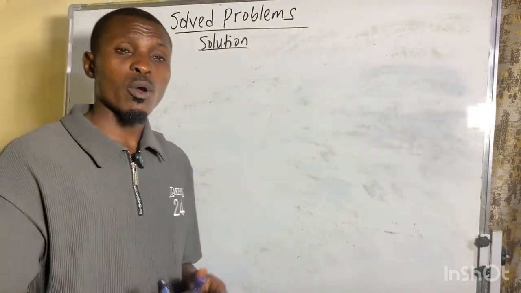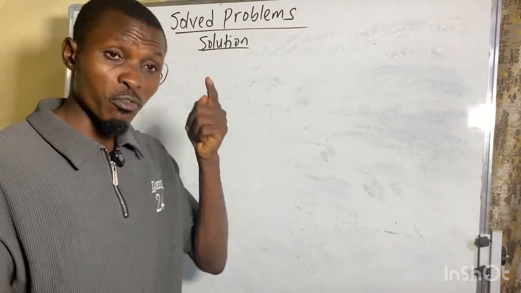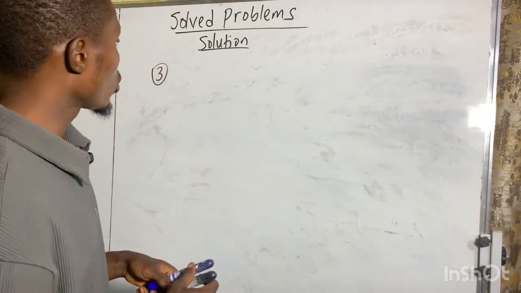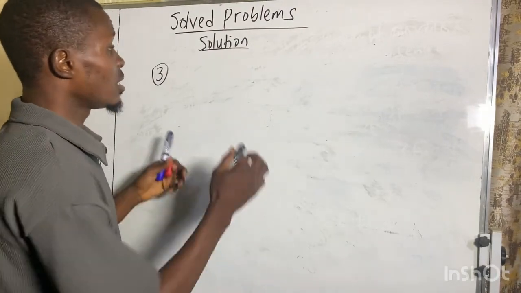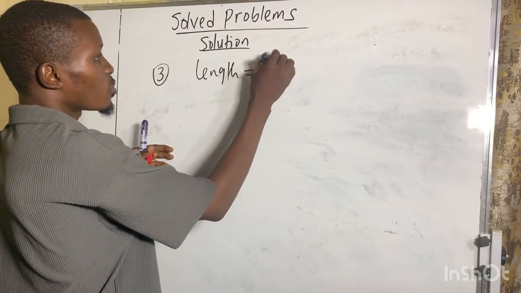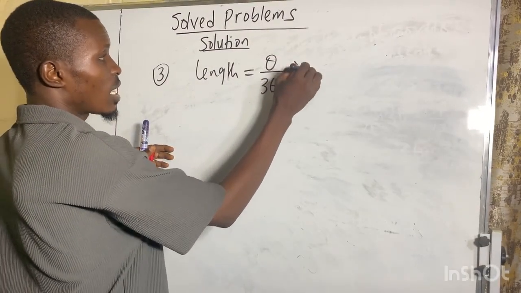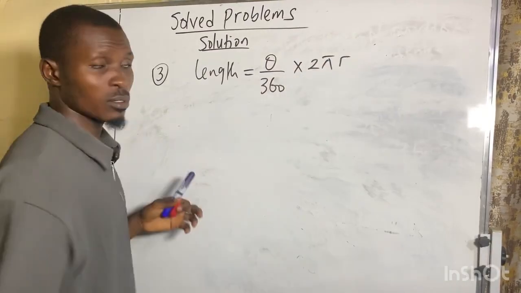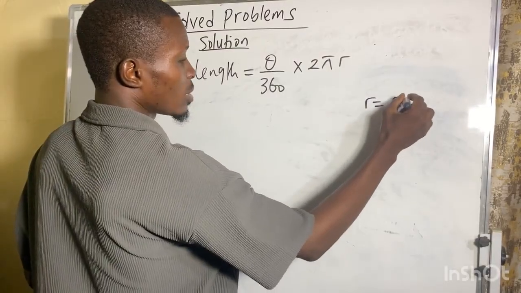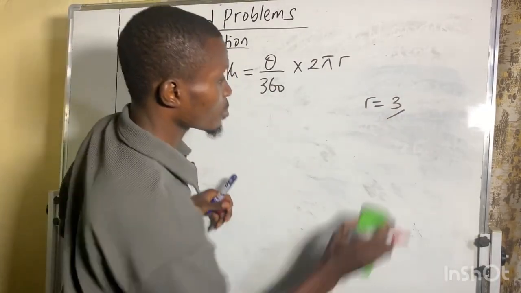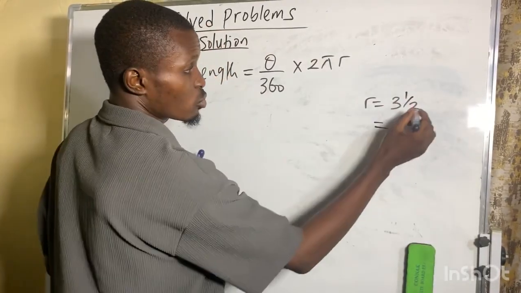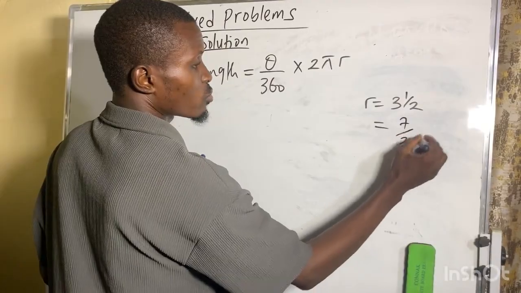Now, for number 3, we're asked to calculate the length of an arc, in terms of pi, if the arc subtends an angle of 30 degrees at the center of the circle. So, we recall the formula for calculating the length of an arc. Length of an arc is given by what? Recall, theta over 360 times 2 pi r. Our r is given to be what? 3 whole number 1 over 2. In improper fraction, 2 times 3, 6 plus 1, 7 over 2 centimeter.